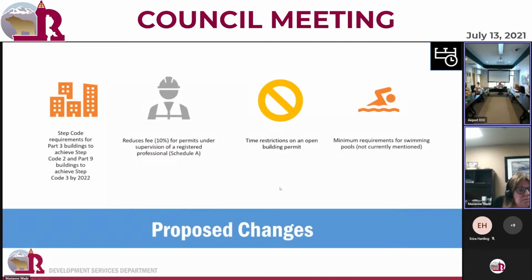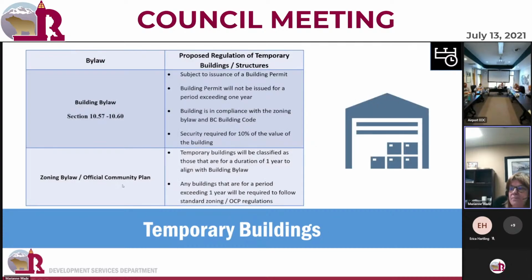Just a high level, these proposed changes have already been before council and discussed. The step code, because we're trying to achieve step code 3 for part 9 buildings and step code 2 for part 3 buildings by 2021 to be aligned with provincial objectives. We have increased the reduction in building permit fees for certified professionals from 5% to 10%. We've had some parameters on time restrictions for open permits, and we've included something about swimming pools because we did not have that previously.